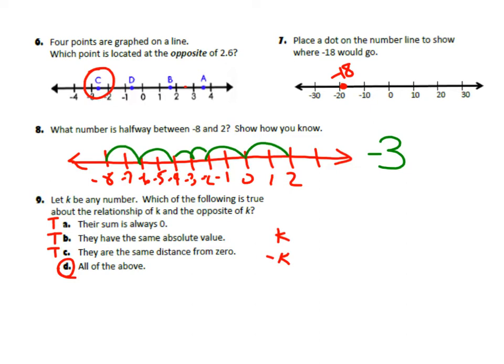4 points are graphed on the line. Which point is located the opposite of 2 6/10? So 2 6/10 would be here. The opposite would be on the other side, which is C.